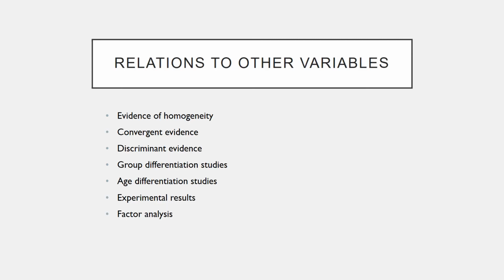So we looked at the idea of validity in terms of the entire construct, and now we've talked about relationships, validity amongst different variables.